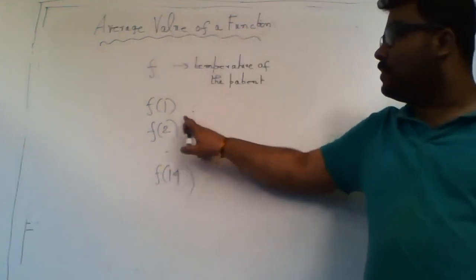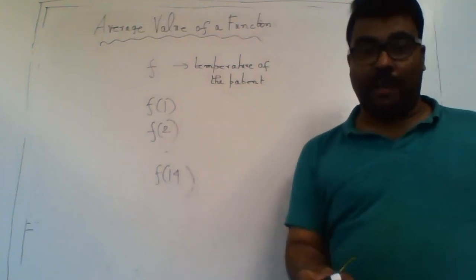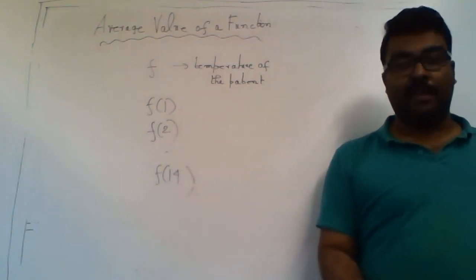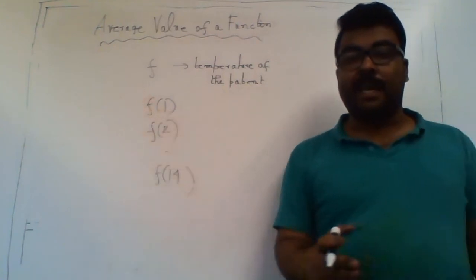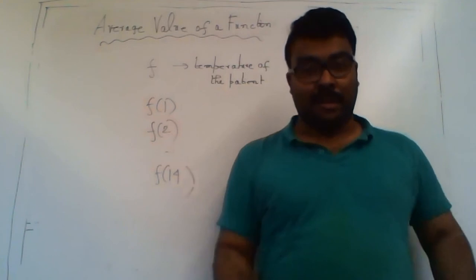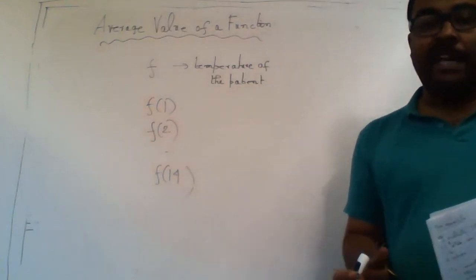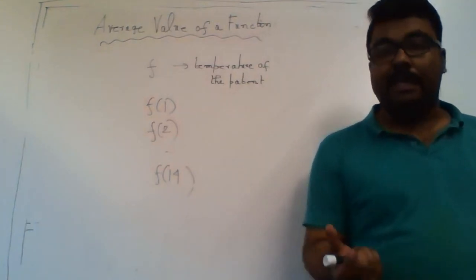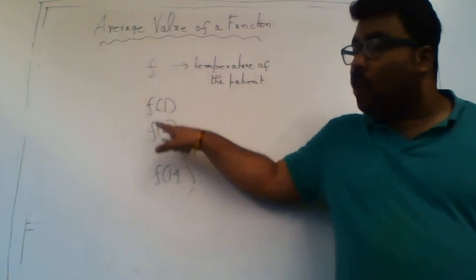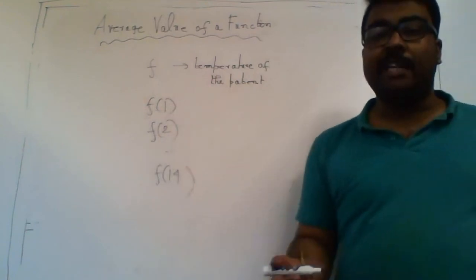So instead of considering these 14 values, I will give you one value with the aid of mathematics which would represent all these 14 values. This makes it easier to analyze and for all the other purposes. So this is called the average value of a function. The average value of a function is a number. That number represents all the values of that function. It's one single number.